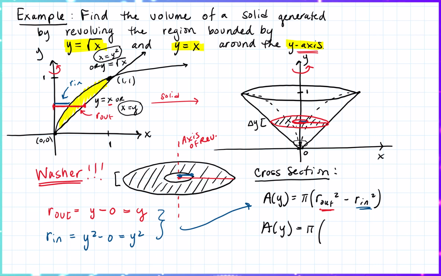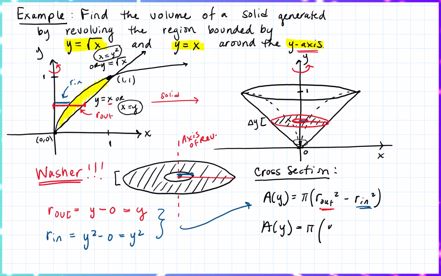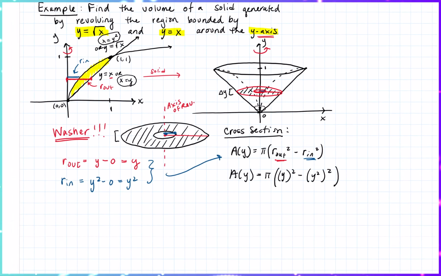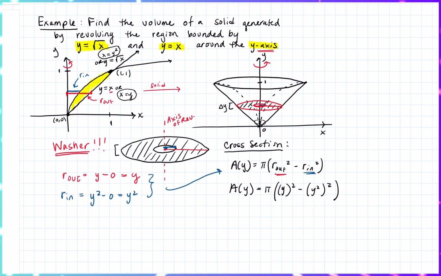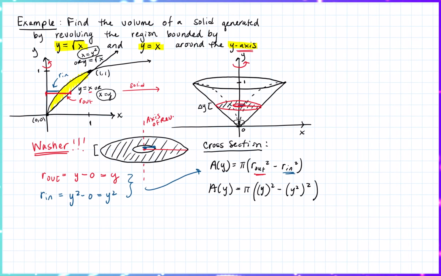Now let's take those and put them into our formula and get the area formula of a cross section. It's going to be pi times the outer radius, which is y, quantity squared, minus the inner radius, which is y squared, squared. So my area formula is going to be pi times y squared minus y to the fourth. And now we're ready, right?